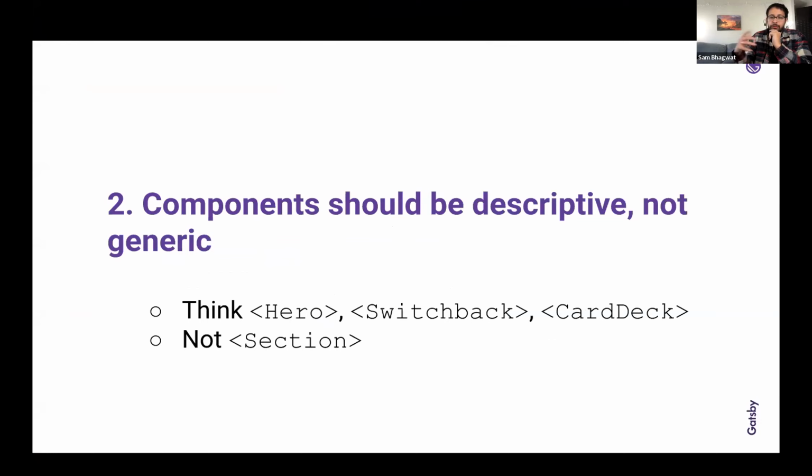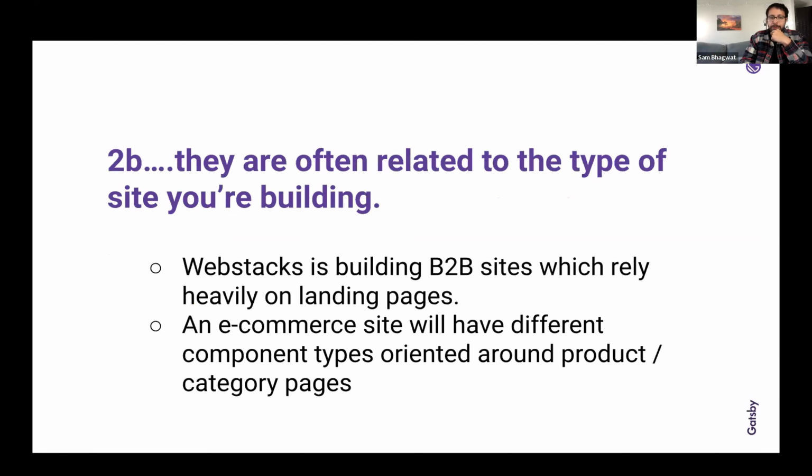You saw descriptive rather than generic components. You didn't see sections. You saw words that were descriptive of what each one was. So it's a hero. It's a card deck. We can talk about these things, and they're concrete enough to be useful and to create good APIs. This gets into the next principle, which gives you a meaningful number of options that you can give to the marketing team.